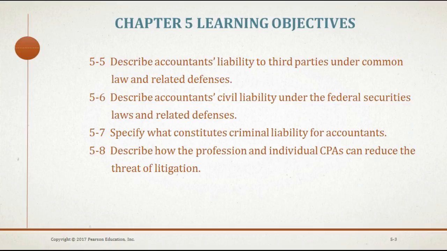In addition, at the end of Chapter 5, you should also be able to describe an accountant's liability to third parties under common law and the related defenses to it. Be able to describe an accountant's civil liability under the federal securities laws and the related defenses. You should also be able to specify by the end of Chapter 5 what constitutes a criminal liability for accountants, and lastly, be able to describe how the profession and individual CPAs can reduce the threat of litigation.